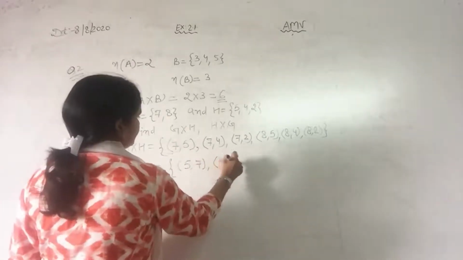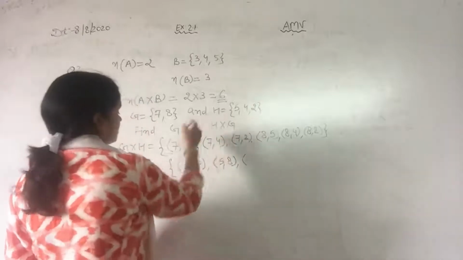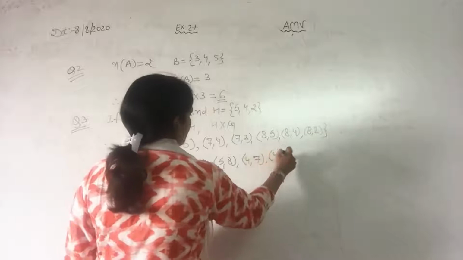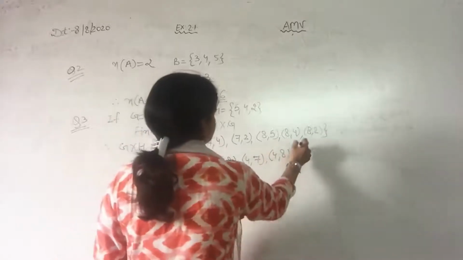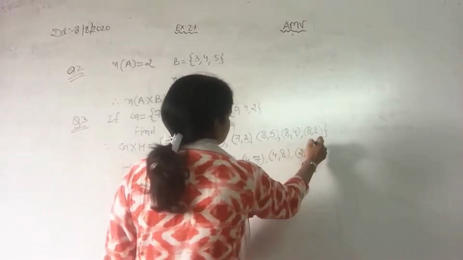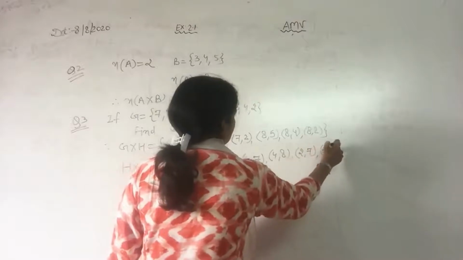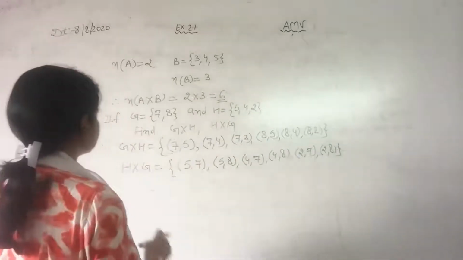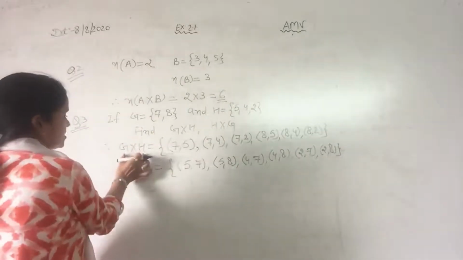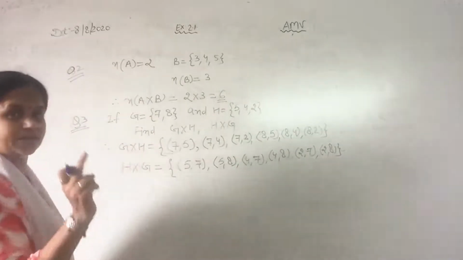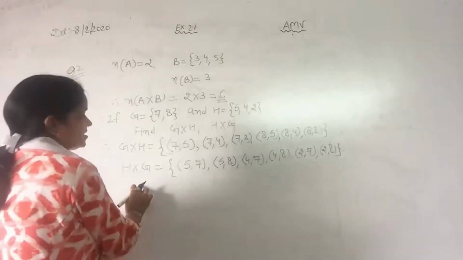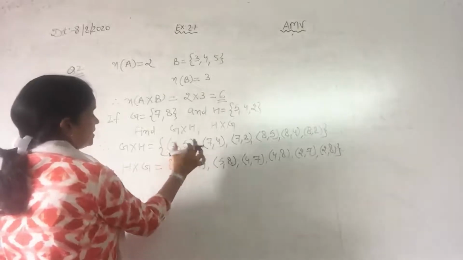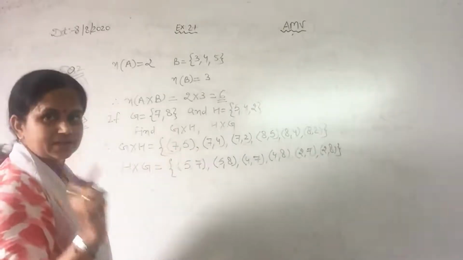Second, (5, 8). And now (4, 7) and here (4, 8). Next (2, 7) and here (2, 8). Okay, this is the answer. Now see students, Cartesian product GH is not equal to Cartesian product HG. Here you see that this ordered pair (7, 5) is not equal to (5, 7).